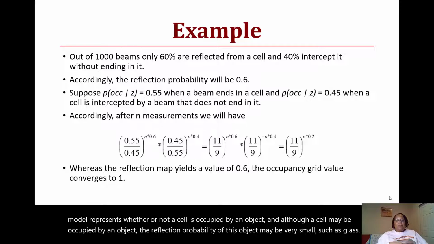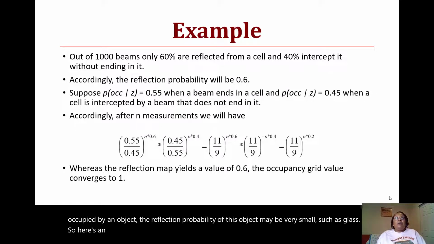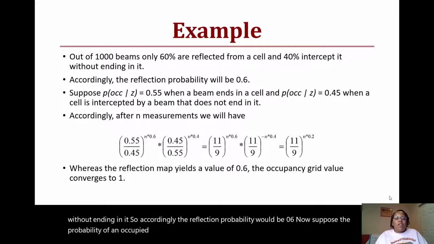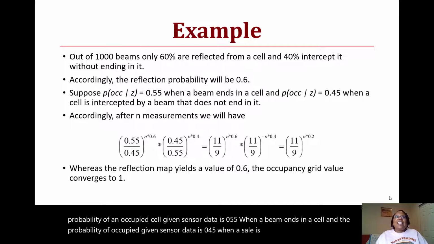So here's an example. Out of 1,000 beams, only 60% are reflected from a cell and 40% intercepted without ending in it. So accordingly, the reflection probability would be 0.6. Now suppose the probability of an occupied cell given sensor data is 0.55 when a beam ends in a cell, and the probability of occupied given sensor data is 0.45 when a cell is intercepted by a beam, but it does not end in it.